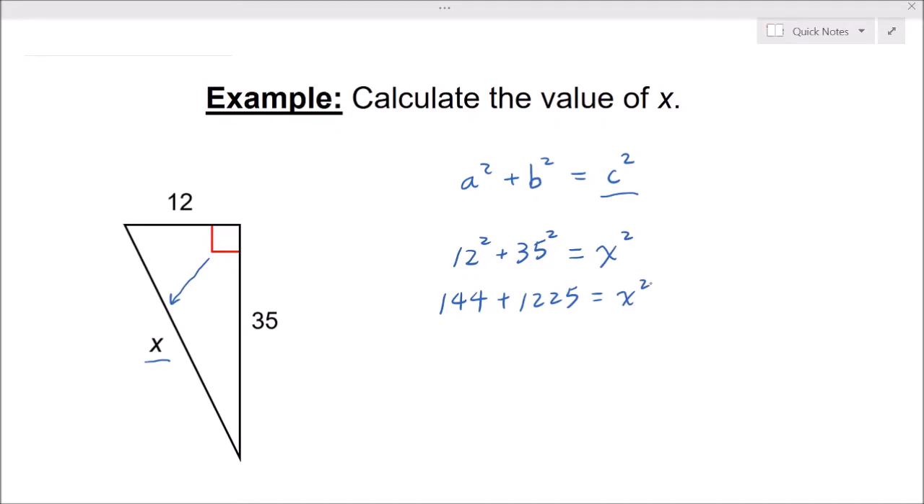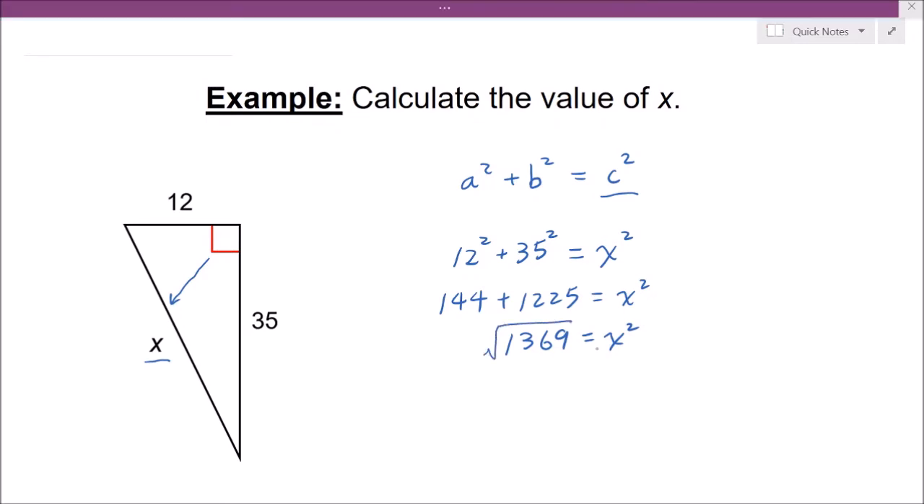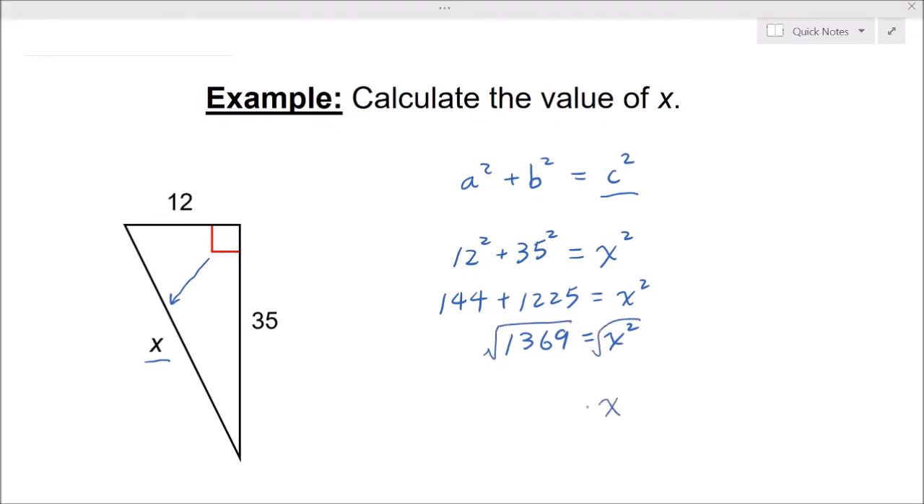144 plus 1225 is 1369 equals x squared. And then we want to get x by itself, so we have to cancel this square, right? Power of 2. How do you do that? What do you do to both sides to cancel squaring? Well, you square root. So square root both sides, and you get x equals, and you can stick square root of 1369 in your calculator, and you'll get a clean number, exactly 37. So our answer just happens to be a clean number in this case.